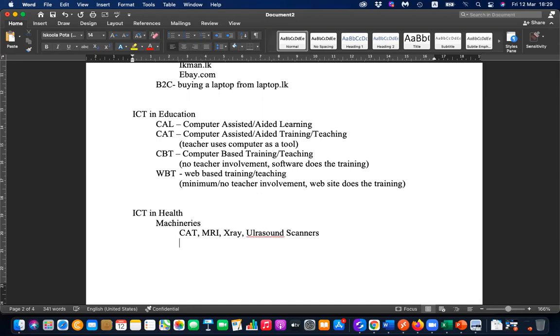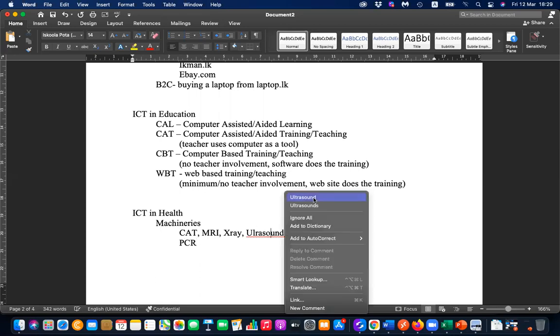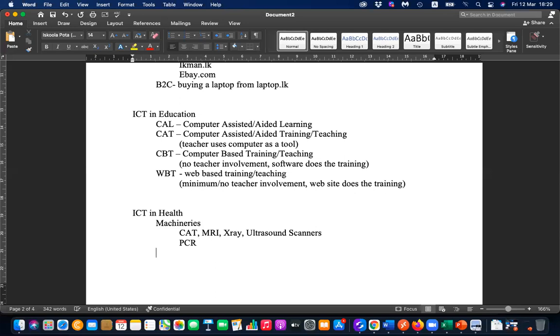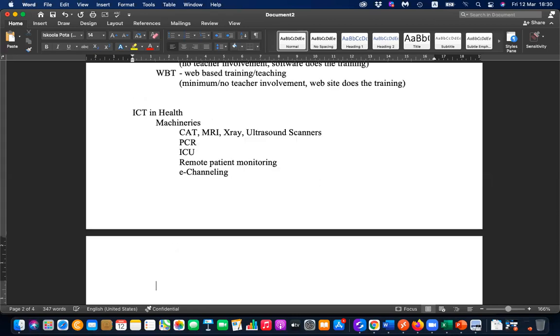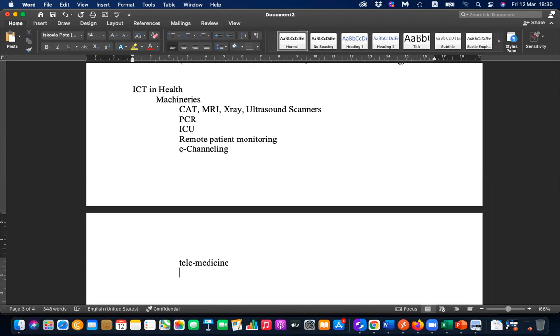Recently, you know, the PCR facilities are also even using computer technology. Not only that, what else? ICU facilities provided using computer technology or ICT. And remote patient monitoring, e-channeling, telemedicine, and not only that, you can say medical record systems, hospital information systems.